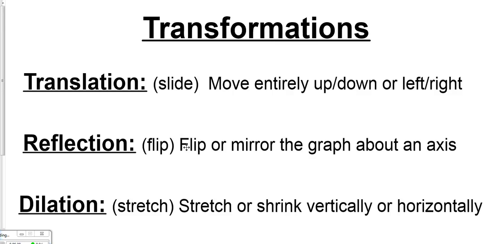You're going to flip or mirror the graph about an axis, usually the x-axis or the y-axis. Lastly, there's a dilation. You are going to stretch or shrink the entire function vertically or horizontally. So translation, reflection, and dilation. These are the three kinds of transformations that we will be looking at.